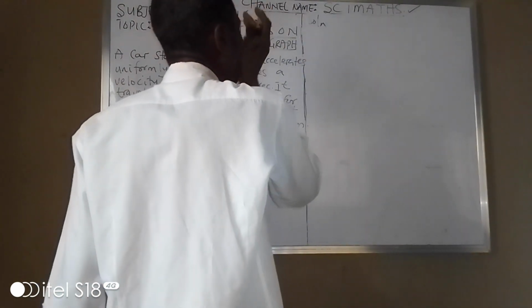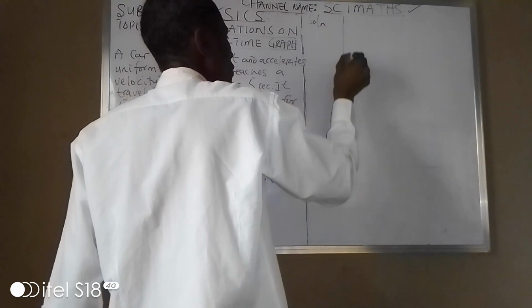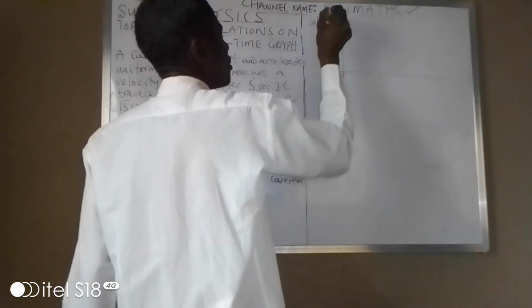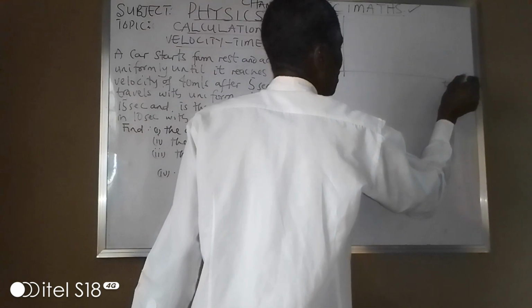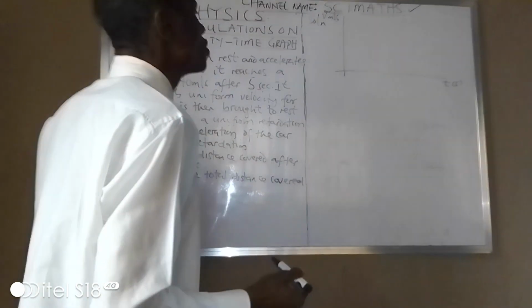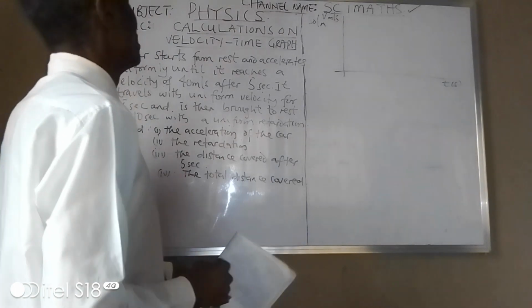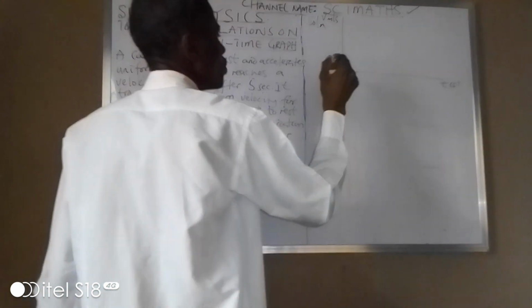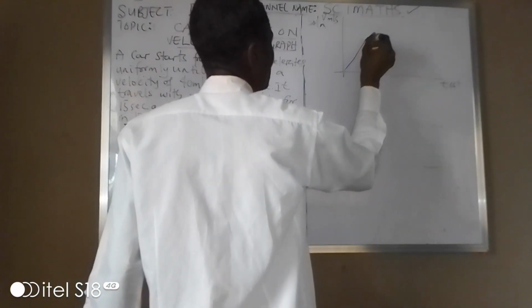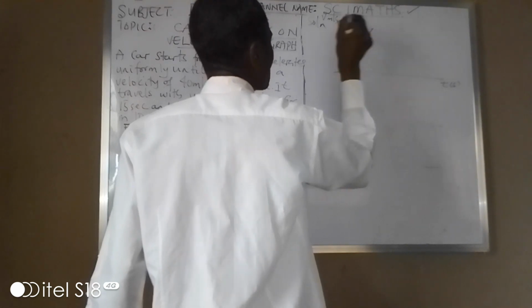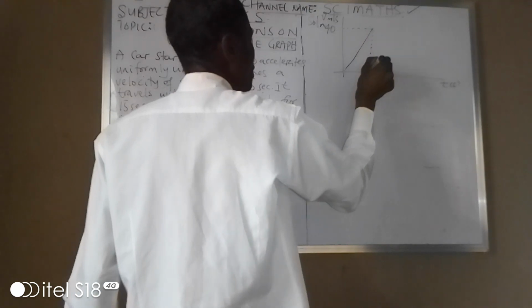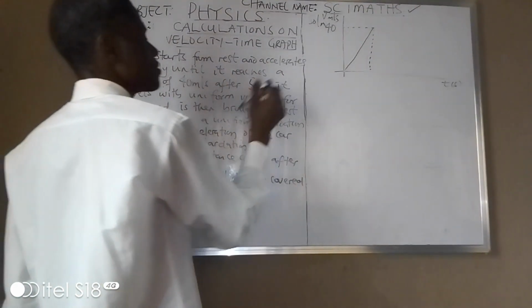Let's solve it. Like I've said, velocity time graph. Your velocity is on the vertical axis, your time is on the horizontal axis, like this. So here we have velocity in meters per second, and here we have time on the horizontal axis. We are told that the car accelerates and reaches a velocity of 40 meters per second. So it accelerates like this. The maximum velocity here is 40. What is the time taken during that duration? It is 5 seconds.